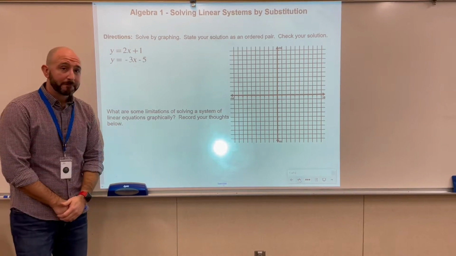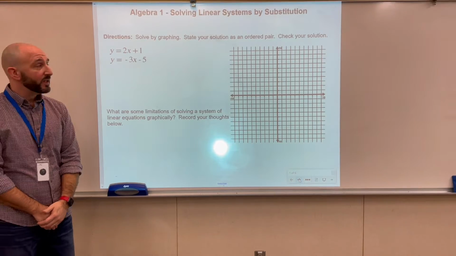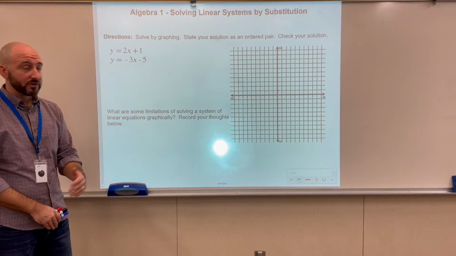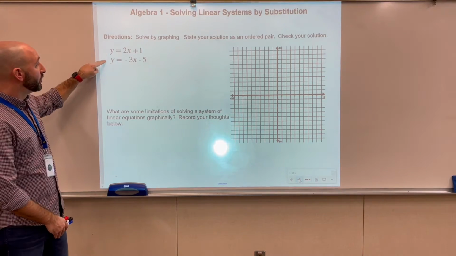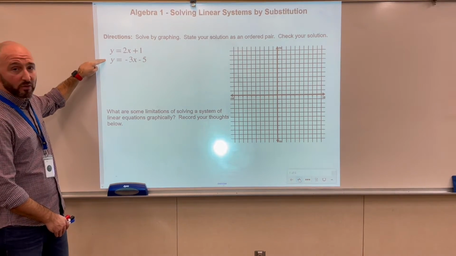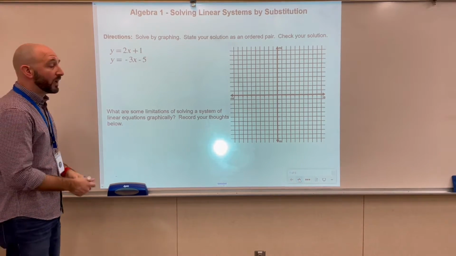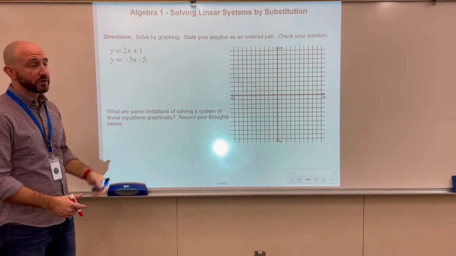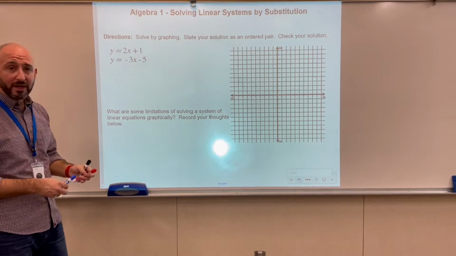So let's get started. The directions for this problem read: solve by graphing, state your solutions as an ordered pair, and check your solution. So we have two linear equations, and what we're going to do is graph these lines, and we're going to look for the point of intersection. The point of intersection is the solution to that system of equations. So let's go ahead and try that out.